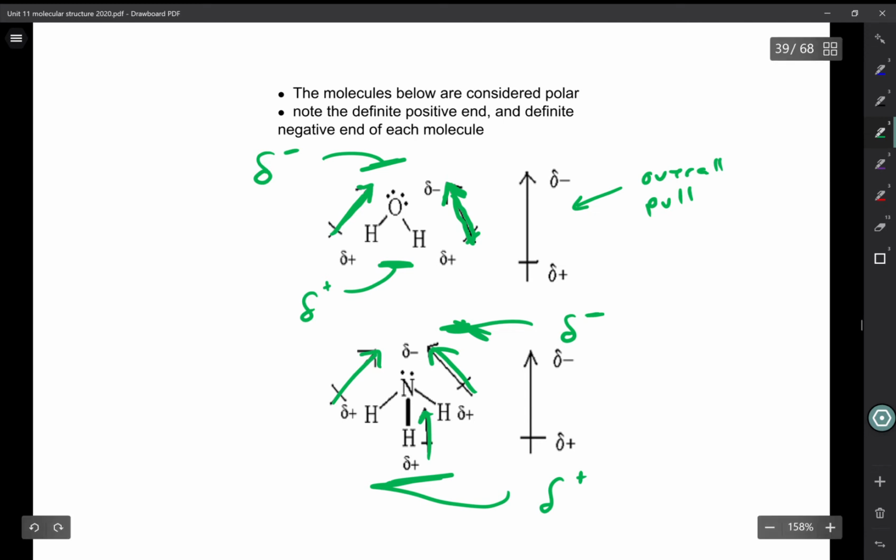As you can see, unlike on the other two molecules, where the electrons are getting pulled in all different directions and there is no definite negative end, no definite positive end, here, you have them.